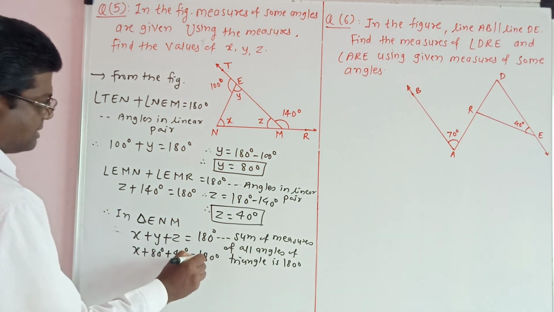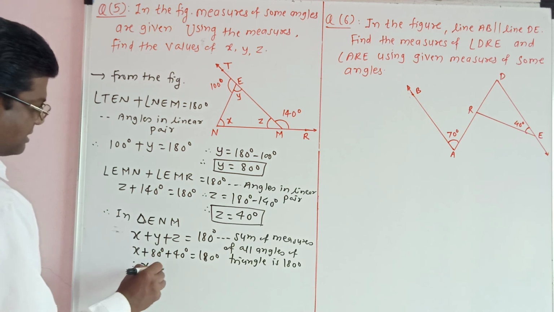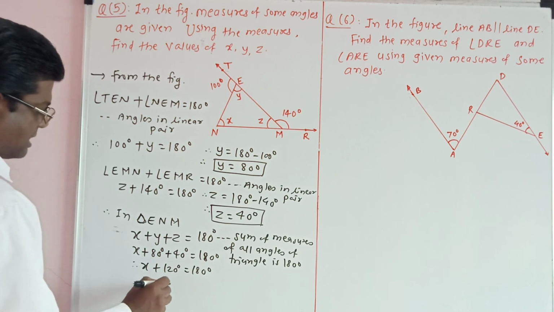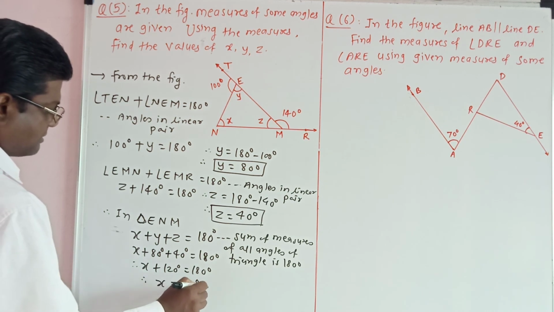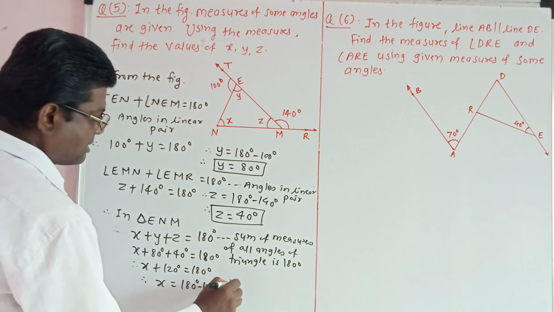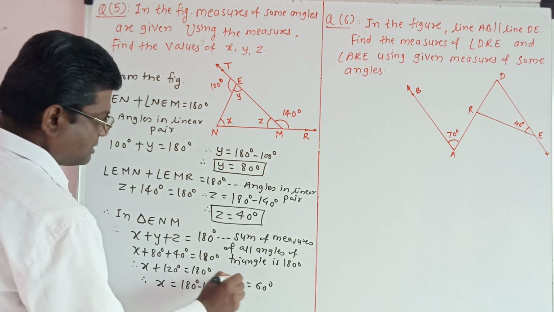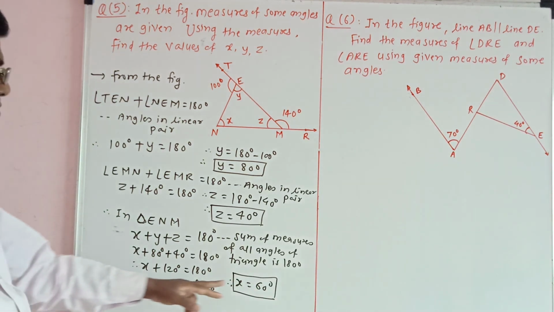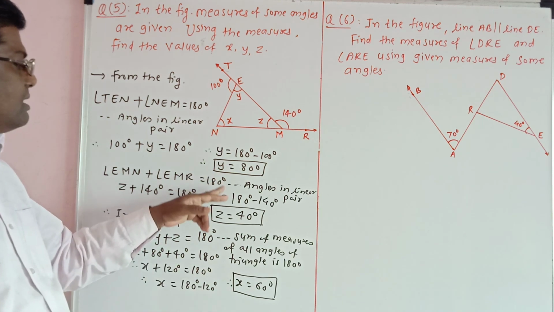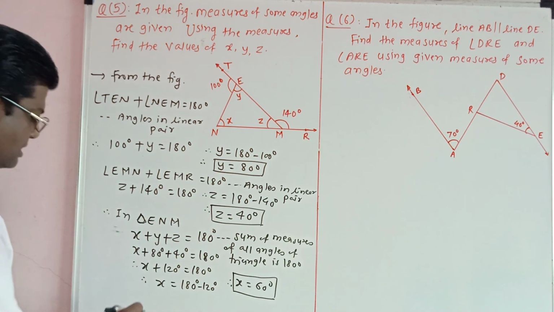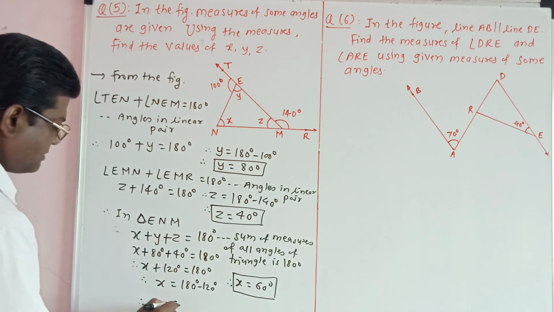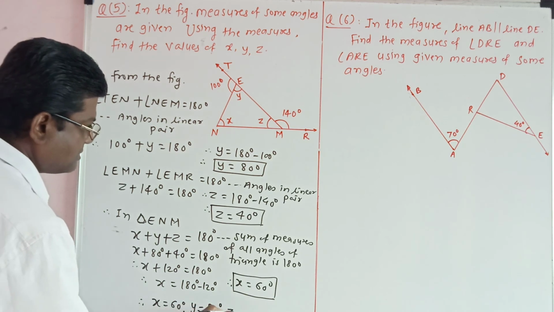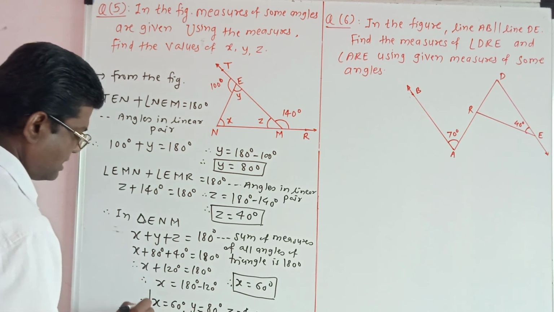to 180 degree. Therefore, x plus 120 degree is equal to 180 degree. Therefore, x is equal to 180 degree minus 120 degree. Therefore, x is equal to 60 degree. So, x is equal to 60 degree, y is equal to 80 degree and z is equal to 40 degree is the answer.